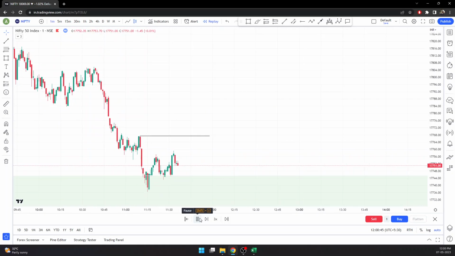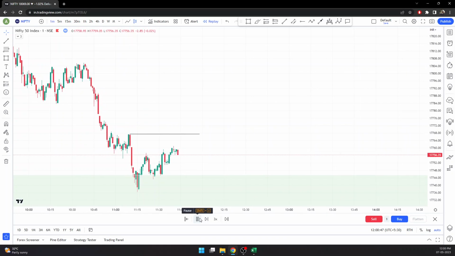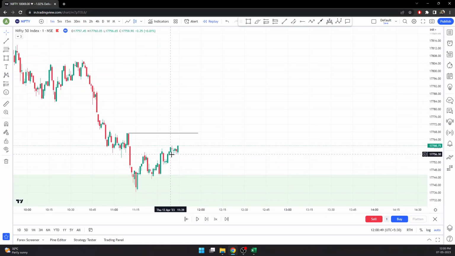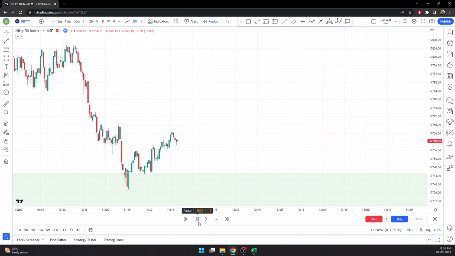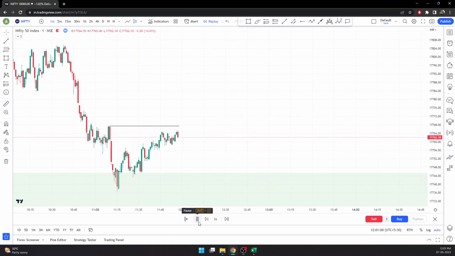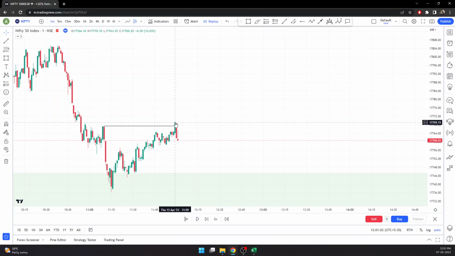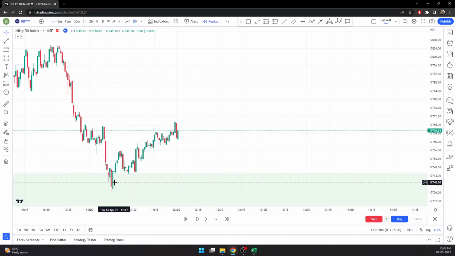Do not see any strong buying from downside. It is still making small swings into this strong selling, so it is still selling for us. So we can see selling coming up from here. Okay, it did break. It is not a very good break, I would say.